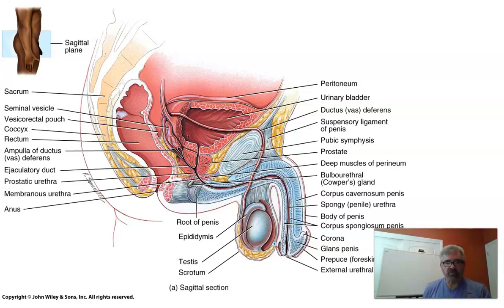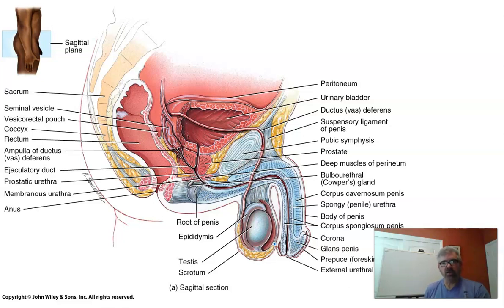Number two, you have a system of ducts, D-U-C-T-S, that receive, store, and move the gametes along. Number three, you have accessory sex glands, and those produce substances that protect the gametes and aid them as they move along. And number four, there's a set of supporting structures that assist in getting the gametes together, and a female's assist or aid in the growth of the fetus during pregnancy.